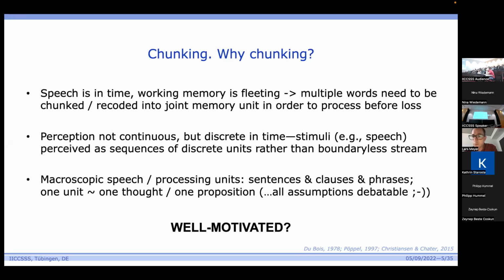Yeah. But that's a good question. You have to think about it. Is this a well motivated aspect of cognition? Is chunking real? Where is it? Hamburg, Berlin, where does chunking live? I don't know. So make up your mind whether this is well motivated. That's all I'm saying.